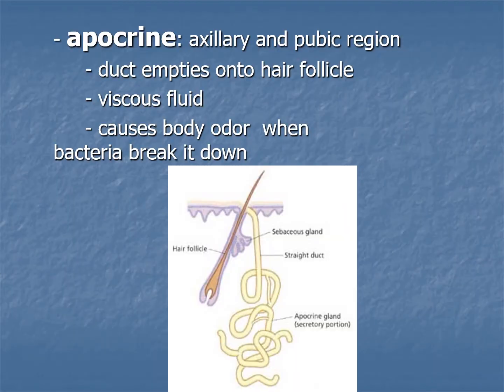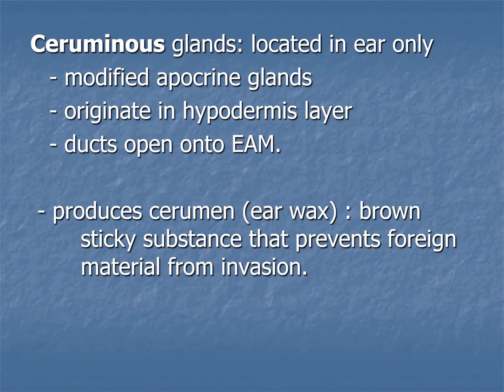Apocrine glands are present in the axillary and pubic regions. They are modified sweat glands, and their opening is in the hair follicle. They are also involved in body odor when affected by bacterial proliferation. Ceruminous glands are modified apocrine glands present in the external auditory canal, and they produce earwax, which protects from foreign bodies entering the ear.